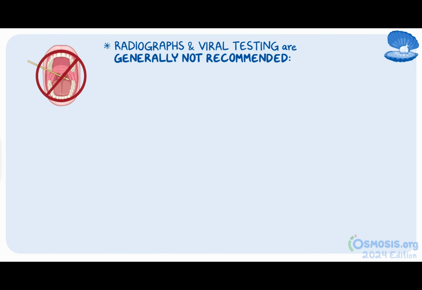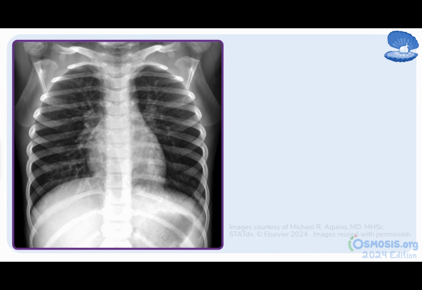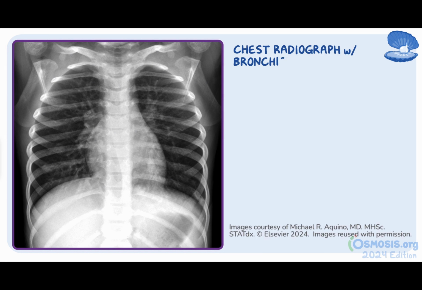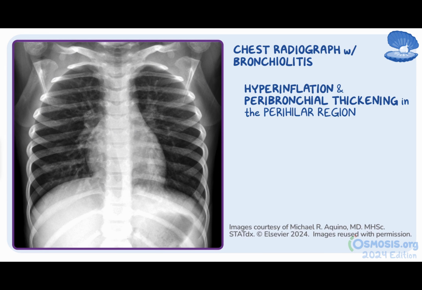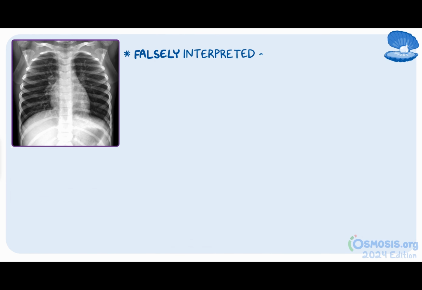Here's a clinical pearl to keep in mind. While radiographs and viral testing are generally not recommended in the evaluation of bronchiolitis, their use can be considered when the diagnosis is not straightforward or if a different condition is suspected. The chest radiograph of a child with bronchiolitis typically demonstrates hyperinflation and peribronchial thickening in the perihilar region, and may even include areas of increased density due to local atelectasis. These findings might be falsely interpreted as bacterial pneumonia, leading to unnecessary antibiotic use.